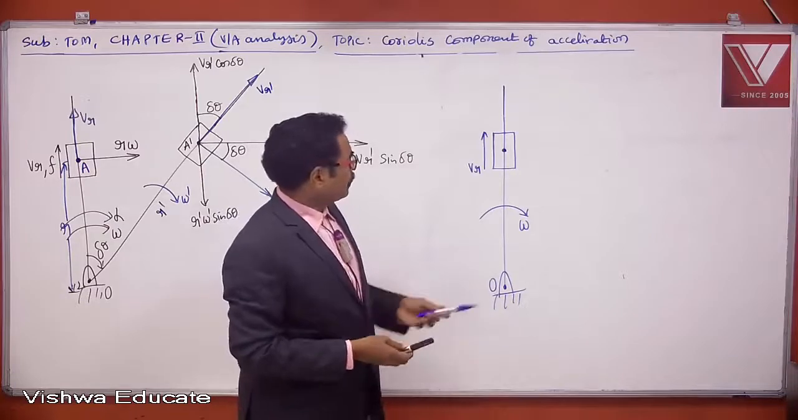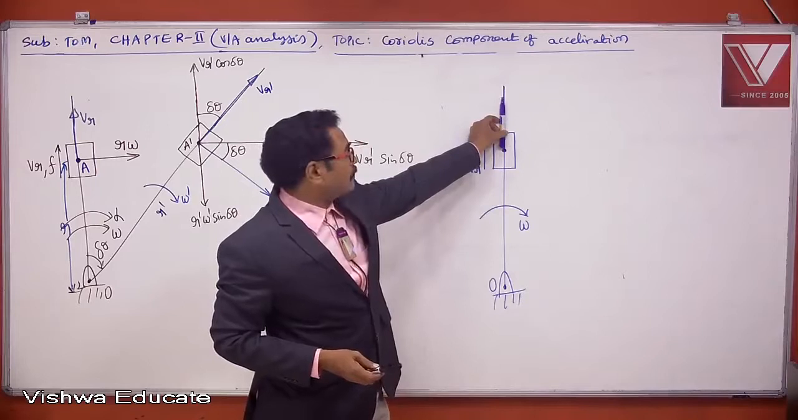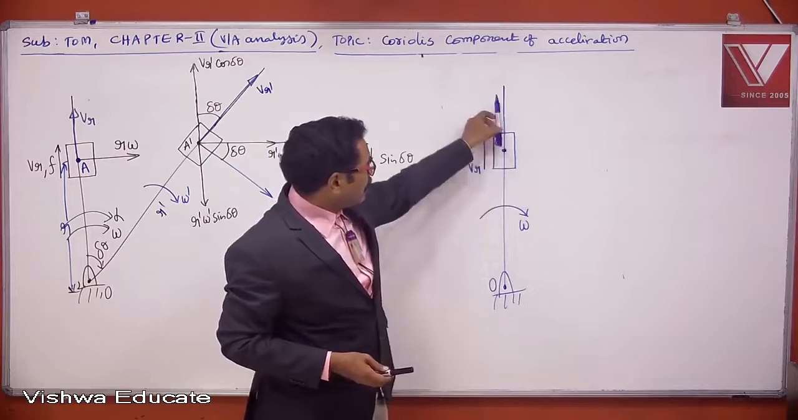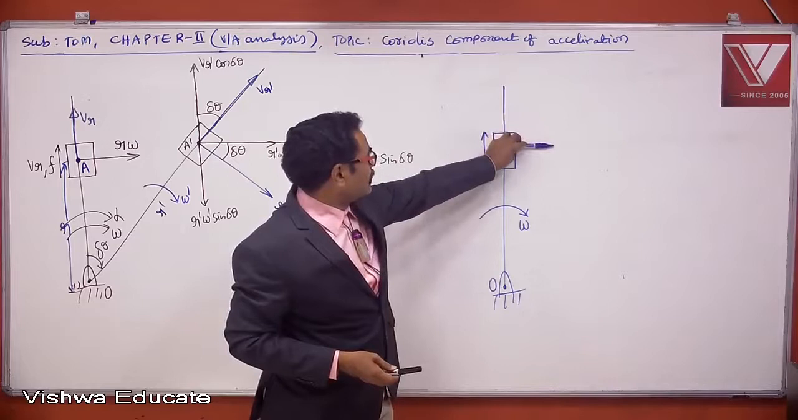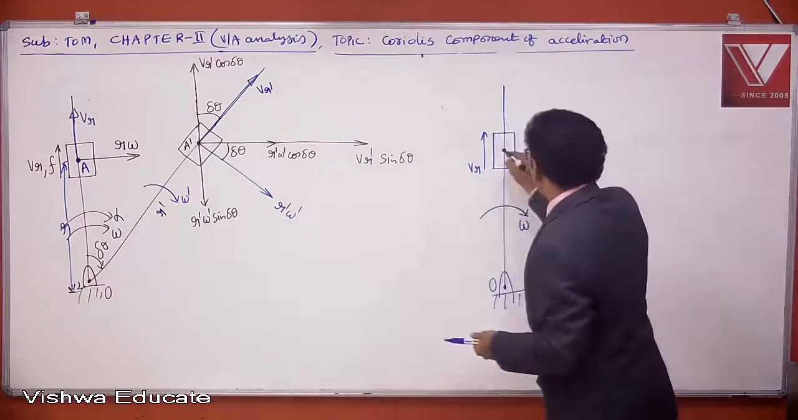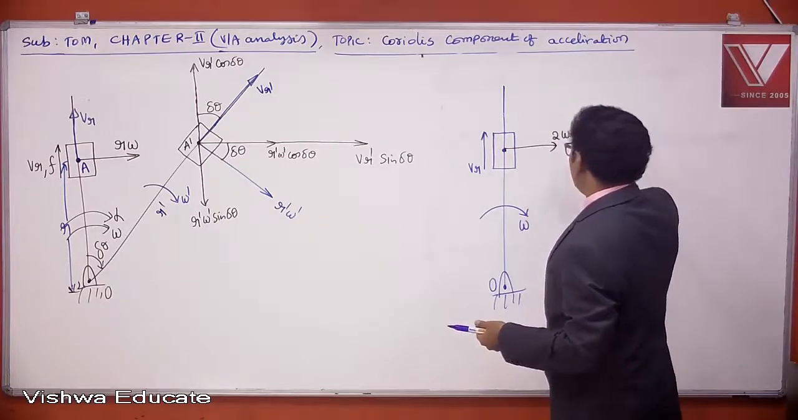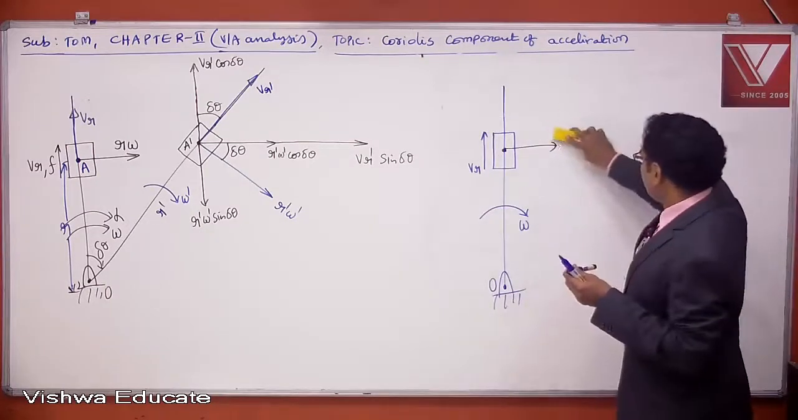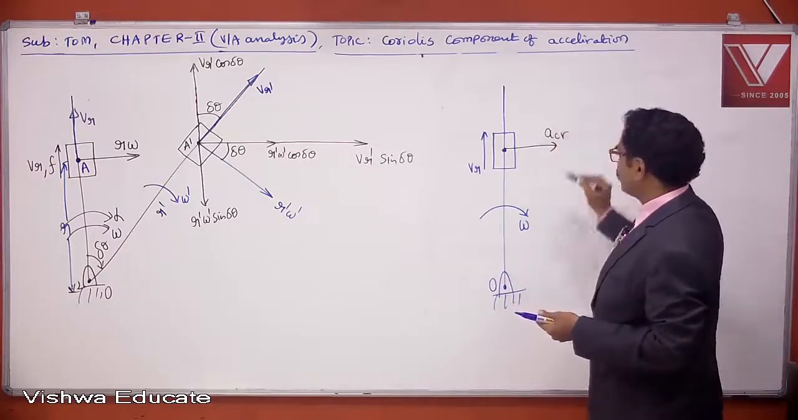So I am putting the radial velocity vector like this. You have to rotate this radial velocity vector by 90 degrees in the direction of omega. What is the direction of omega? Clockwise. Rotate this pen by 90 degrees like this. You will get the direction of Coriolis component of acceleration, or simply I may write ACR, as already defined.